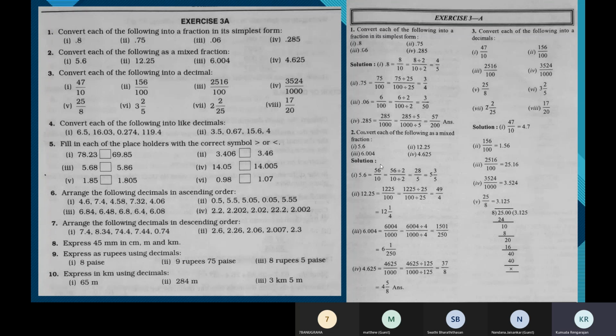So 5.6 is 56 by 10. Simplified. This step, children, you take a number from the numerator and denominator. So you use the table of 2, right? Then 28 times 2 is 56. Dividing the numerator by 2 and the denominator by 2, we get 28 by 5. And since it's an improper fraction, we divide it and leave it as a mixed fraction.